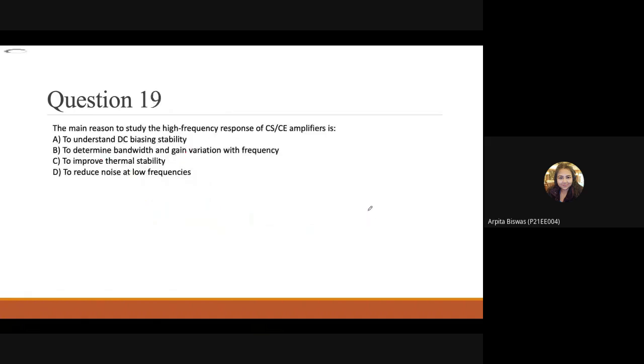This is question number 19. The main reason to study the high frequency response of a common source amplifier is: option A, to understand the DC biasing stability; option B, to determine the bandwidth and gain variation with frequency; option C, to improve the thermal stability; and option D, to reduce the noise at low frequencies. Option B, ma'am. Yes, option B is the right answer: to determine the bandwidth and gain variation with frequency.